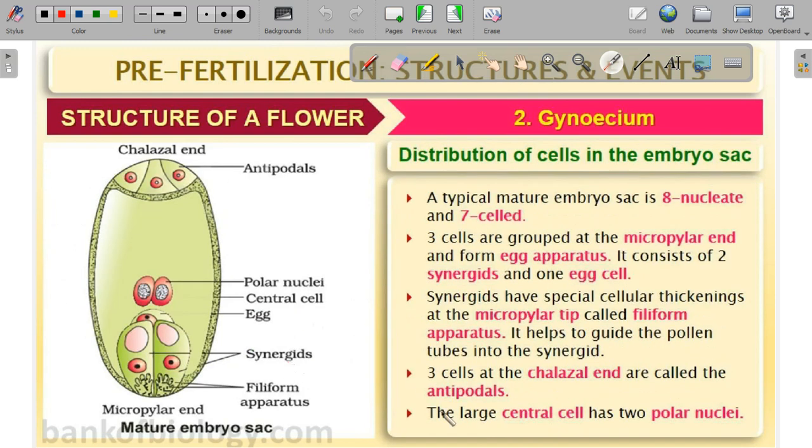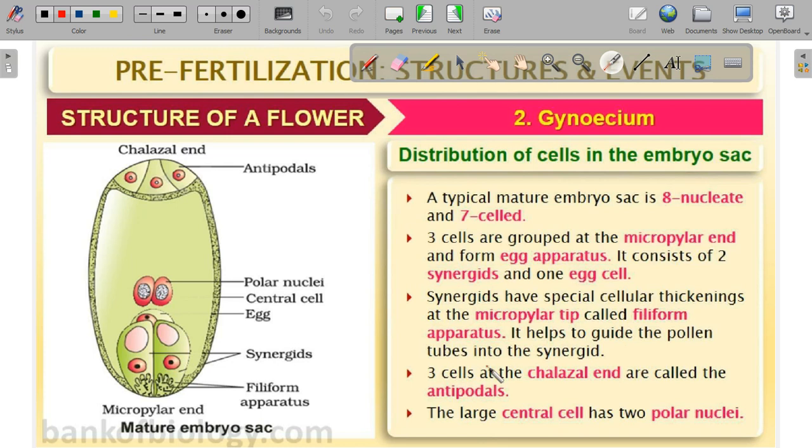Okay, fine. So this is all about the organization. Among the eight nuclei, it is actually seven cells. Three cells are grouped at the micropylar end and constitute the egg apparatus, consisting of two synergids and one egg cell. The micropylar end is the end where the integuments are absent. There is also the filiform apparatus to guide the entry of the pollen tube into the synergids. About that, we have seen.